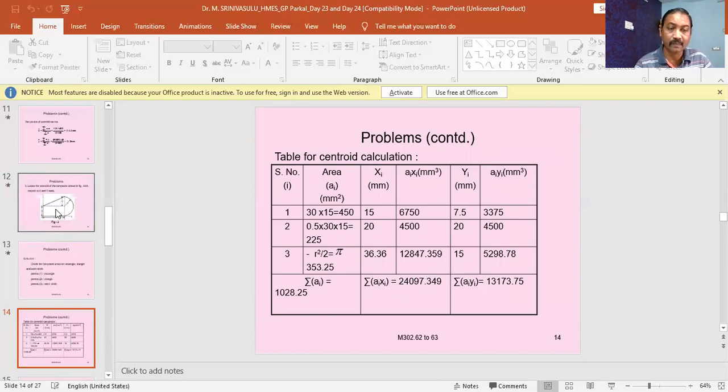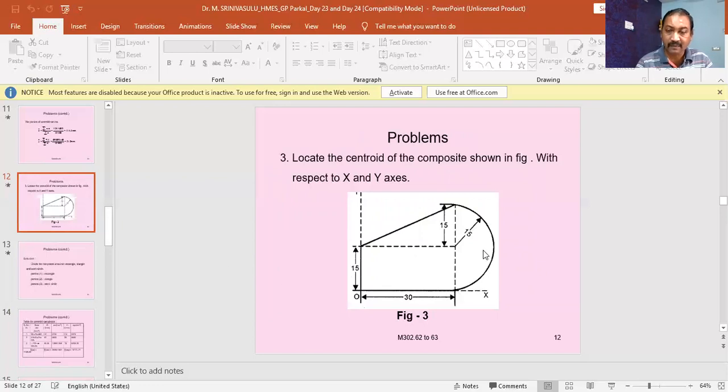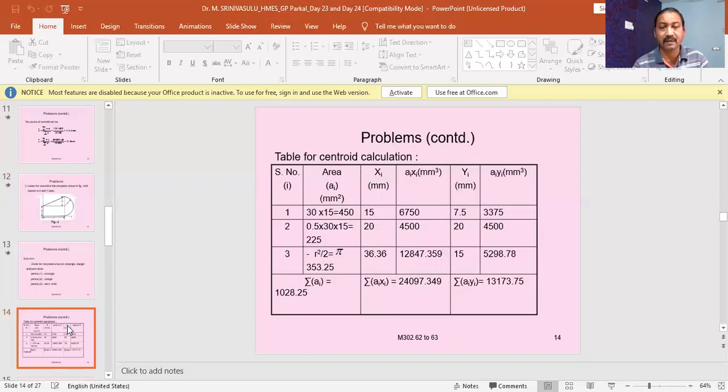Now coming to the y3. So here y3 means how much distance from this OX axis? From the semicircle, because it is lying on this x axis, the distance is r, that is nothing but 15. So y3 is becoming 15. Now the term a3 into y3 is becoming 353.25 into 15, it is becoming 5298.78.